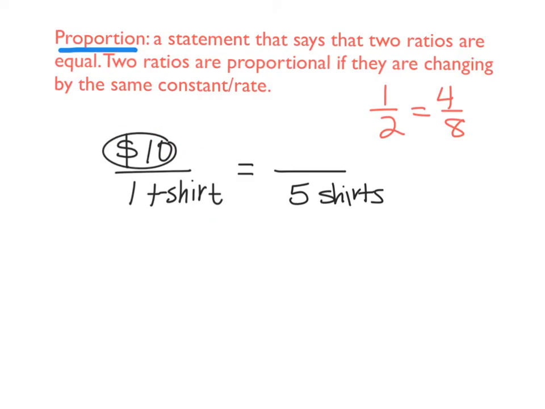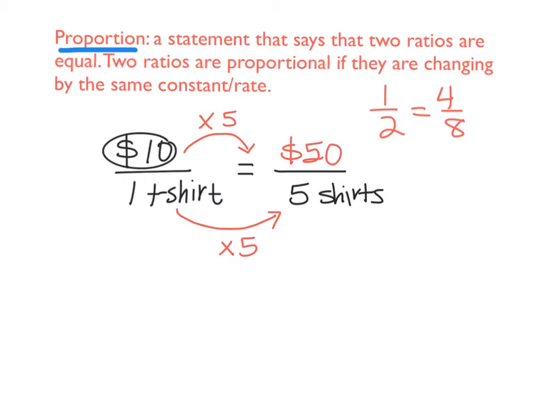Now, there's many ways to solve proportions like this, but I will just show you one way. So you can kind of think like this. Well, how do I get from one shirt to 5 shirts? Well, it's 5 times as many, right? So I need to do 5 times the price. So 10 times 5, that would be $50. So it will cost me $50 for 5 shirts.